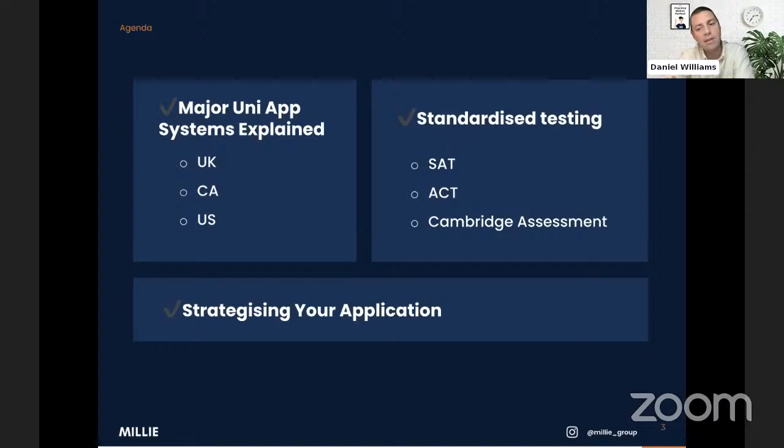So obviously you have a limited amount of time to apply to these universities. You have a limited amount of energy as well. So how do you choose schools strategically in order to increase your chances of admission across the board?